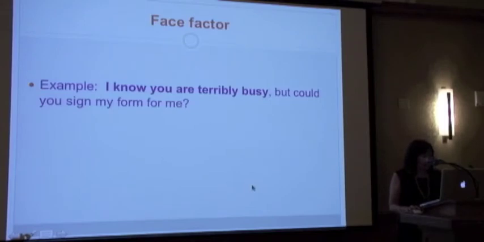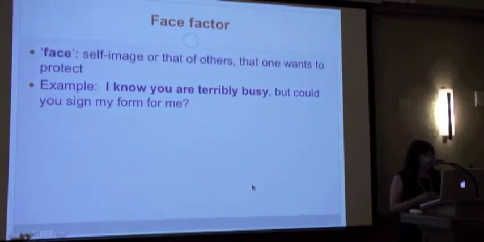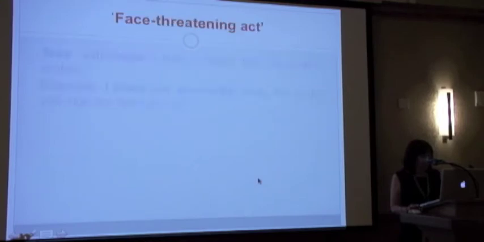Also the face factor, the face being your self-image, and that you want to protect that self-image. So for example, if a graduate student comes to see me, she can say, oh, I know you're terribly busy, but could you sign my form for me? And this first utterance would be a way for her to save face. Instead of me saying, I'm really too busy, she says it first, so she's able to save her face. So those issues again come into play, and you would be surprised at how beginner learners just totally gloss over them.